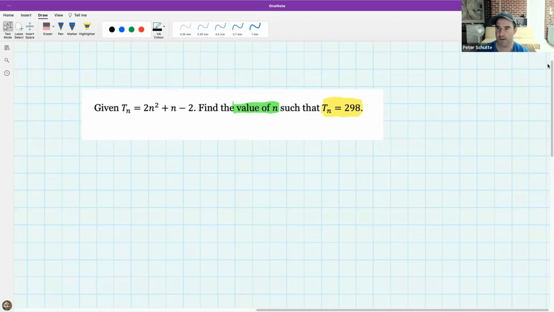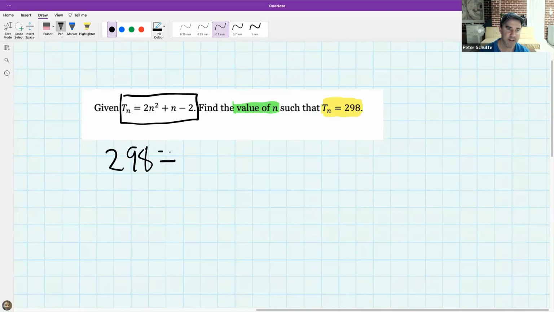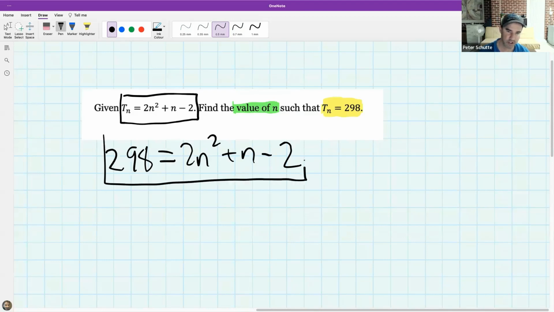Right. Perfect. Okay. So what we're going to do, and I see this in the chat as well, is you sub the 298 into this formula here. So basically you're saying, I know the final term is 298 and I'm going to sub it into that formula. Okay, from there, I then need to solve this equation. And in order to do that, I need to put it into standard form. Okay, good. So see if you can get the answer to that.